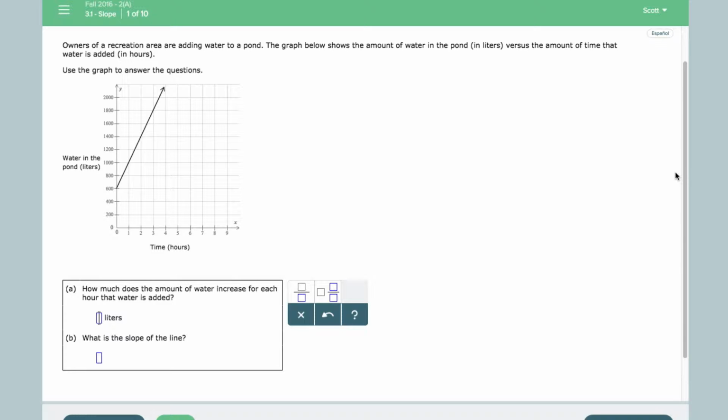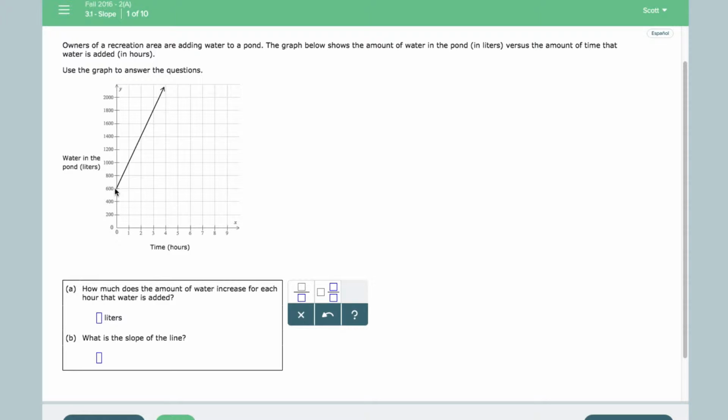are adding water to a pond. The graph below shows the amount of water in the pond in liters versus the amount of time that water was added in hours. Use the graph to answer questions. So here on our y-axis we see we started at 600 liters and it slowly went up. How much does the amount of water increase for the hour that the water is added? For that hour, for each hour.